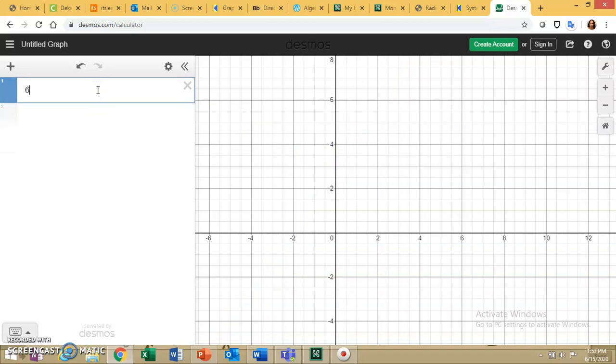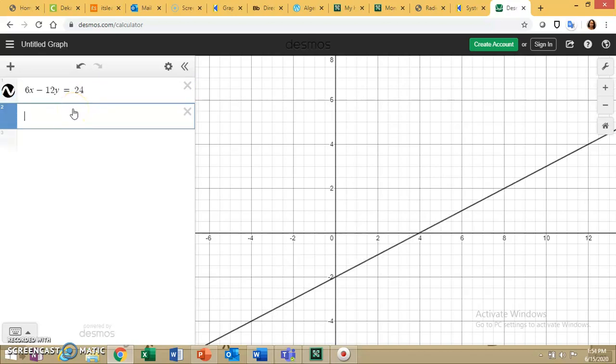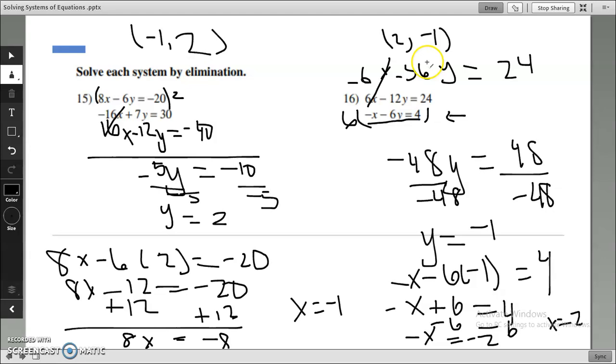It was 6x minus 12y equals 24. And negative x minus 6y equals 4. And that solution is at 2, negative 1. And that's what we had, 2, negative 1.